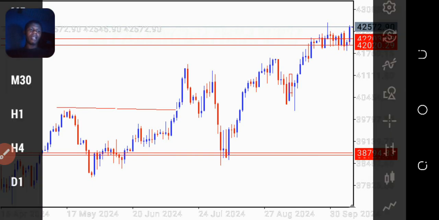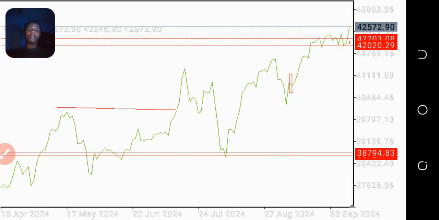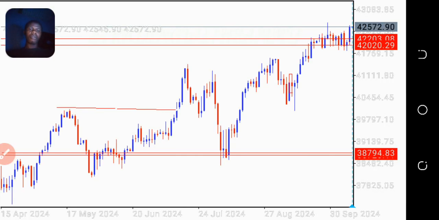Let me use the line so you understand. See what I'm saying? So it's going to be coming back here. What we are expecting price to do is to come back, but for the meantime we are actually bullish, because this is the daily time frame.